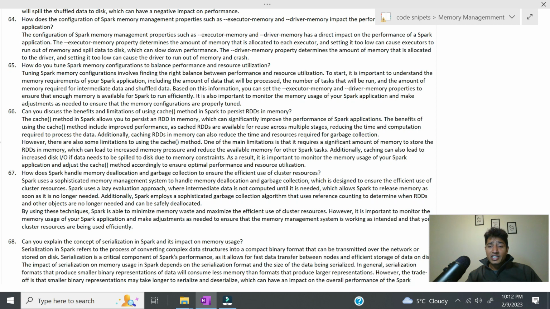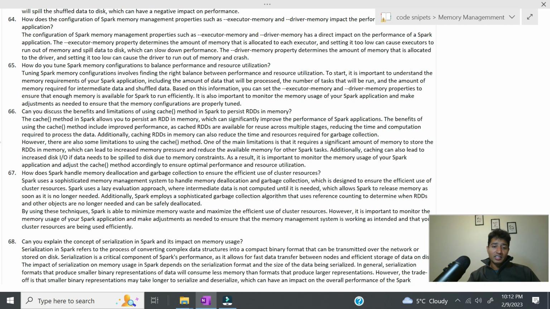It can significantly improve the performance of Spark application. Benefits of using the cache method include improved performance, as cached RDDs are available to reuse in multiple stages, reducing the time and computation required to process the data. Additionally, caching RDDs in memory can reduce the time and resources required for garbage collection.